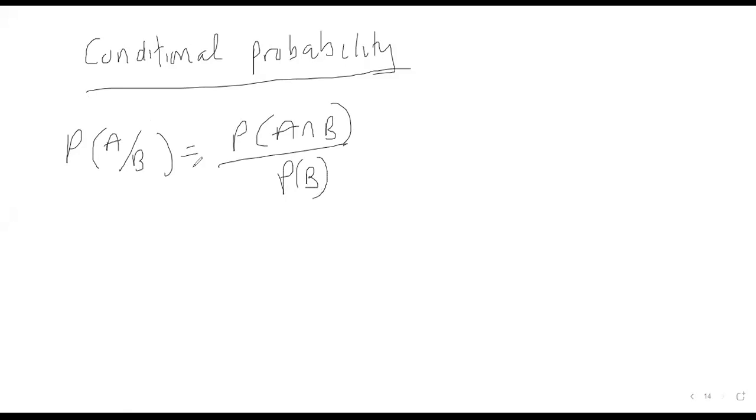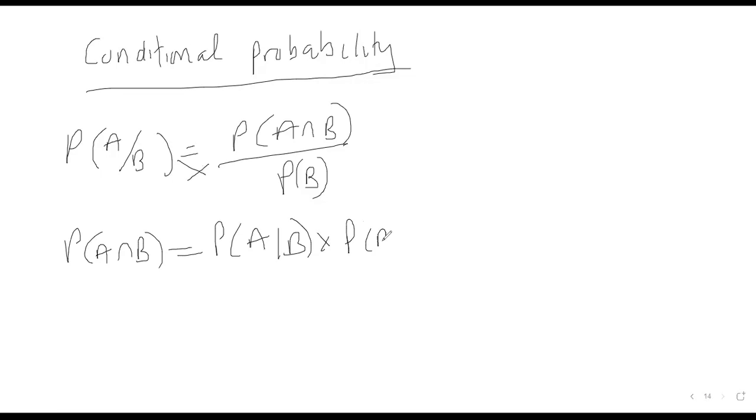Now when you cross multiply these two, you find that A intersection B gives you the probability of A given B times the probability of what? Of B. So what I'm trying to teach you is that if the base here is a multiplicand, automatically you're going to get an intersection.